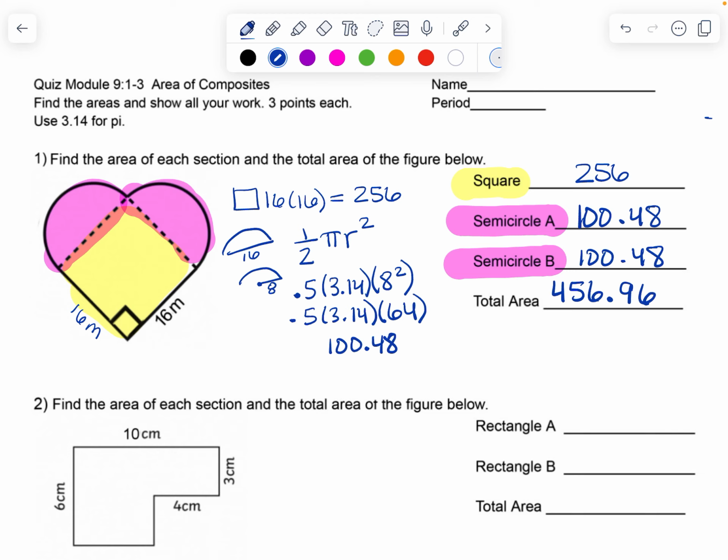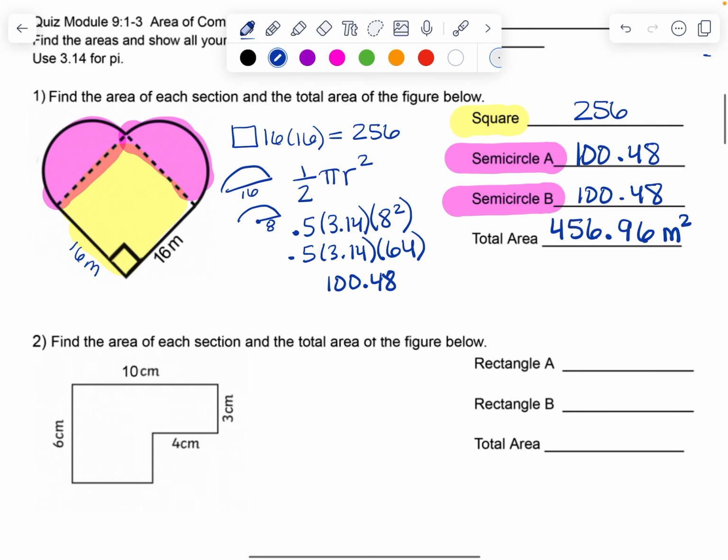For the next one, we have a combination of rectangles. You can either put a line right here and make it two rectangles, or you can put a line right here. It doesn't matter to me, and I counted both answers over here as correct. So let's just do it that way.